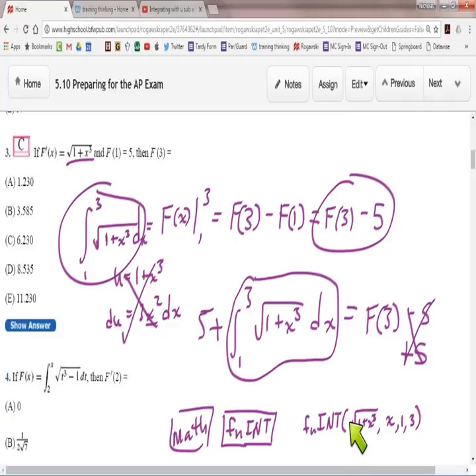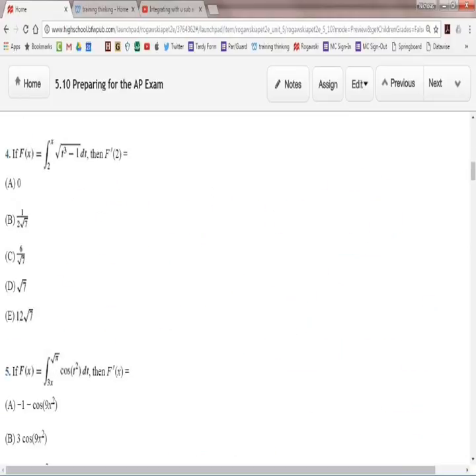fnInt, and then you'll have an open parenthesis. You'll put the function in, then you'll put the x in, that's for dx, and then you'll put the lower bound and then the upper bound. Press enter, and you should get 6.229953, it keeps going on. Okay, don't delete that number, just take that and then add 5 to it, and then you'll get 11.230.